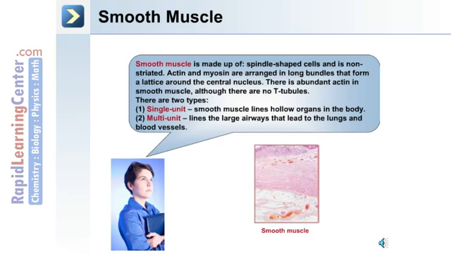There are two types. Number 1, single unit. Single unit smooth muscle lines hollow organs in the body. And number 2, multi-unit. Multi-unit smooth muscle lines the large airways that lead to the lungs and blood vessels.